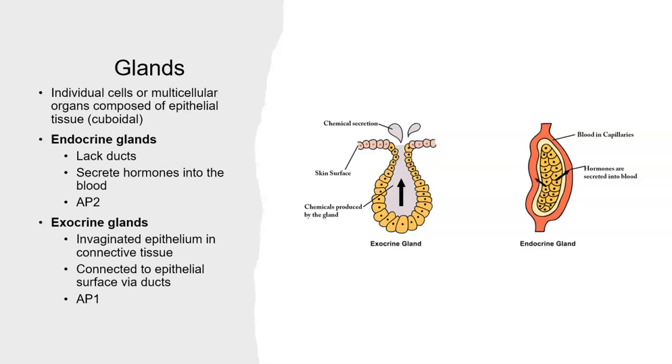As we continue looking at epithelial tissues, I had mentioned previously that epithelial tissues form glands. So what's a gland? Well, glands can be either individual cells or multicellular organs that are composed primarily of epithelial tissues. So they secrete substances either to be used somewhere else in the body or to get out of the body, elimination of waste. Glandular secretions include mucus, hormones, enzymes, urea. We could go on forever.